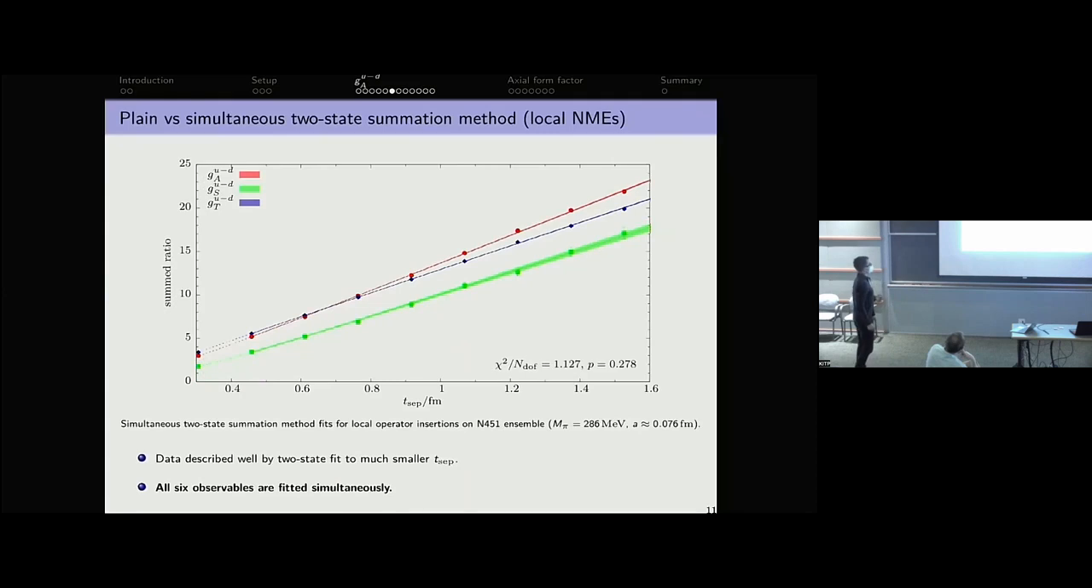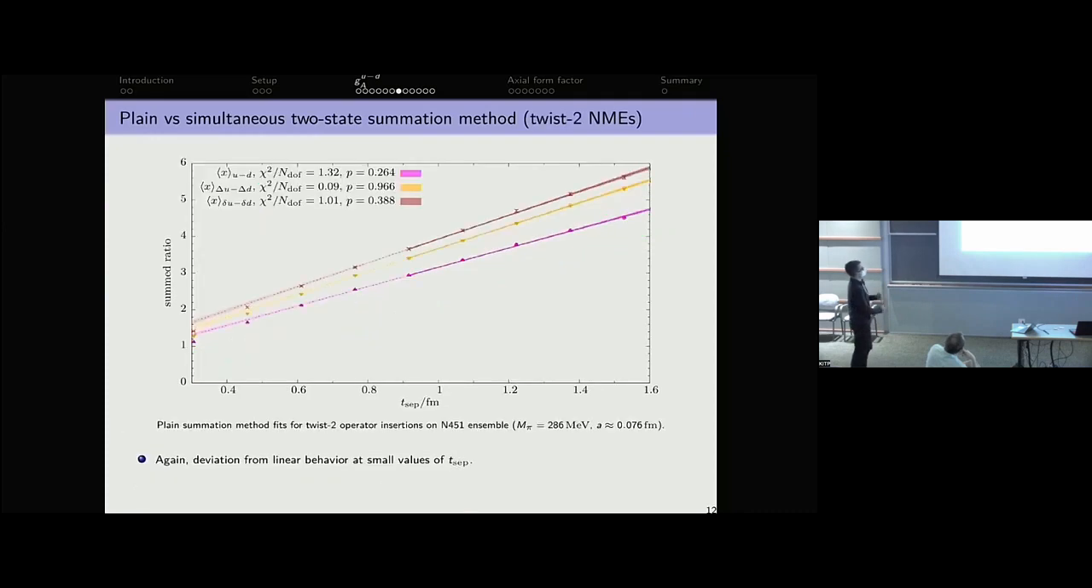Now, if you do the two-state fit, you can go to much smaller source-sink separations, and the data is described very well. Of all 6 observables, you can only see 3 in this plot. I show the other 3 in the next slide. They are fitted simultaneously, and this fit describes the data very well. The same thing holds for the remaining 3 matrix elements, just for the sake of completeness.